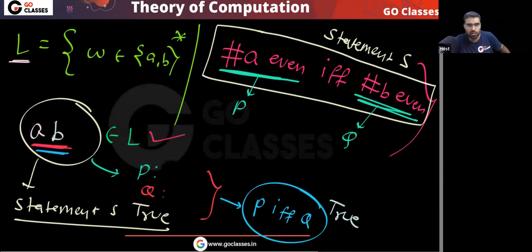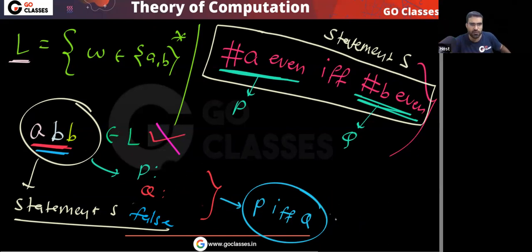Okay. Now what about this string, for example, A double B? Does it belong to L? This string A double B does not belong to L. For this string, statement S is false. Why is statement S false?